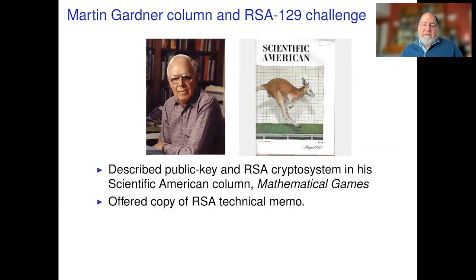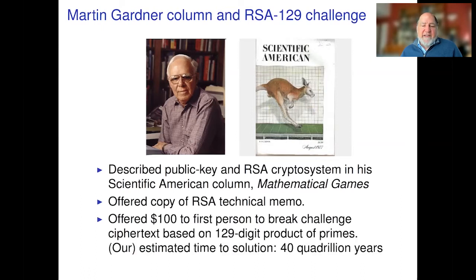And in that article, he offered a copy of the RSA technical memo to anybody who wrote in for it. And we offered $100 to the first person to break a particular challenge ciphertext based on a 129-digit product of primes. And we estimated, based on what we knew about factoring at the time, that it would take 40 quadrillion years for anybody to factor that 129-digit number. So as you'll see, we were way off on that, but still, it was a challenge that stood for quite a while.